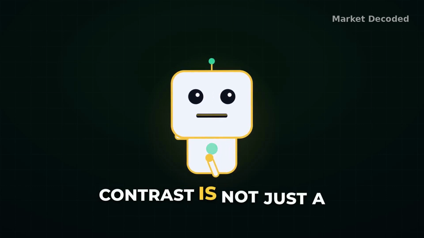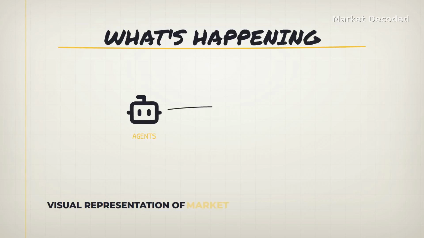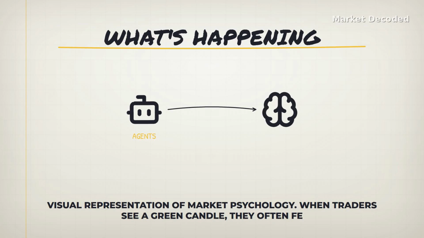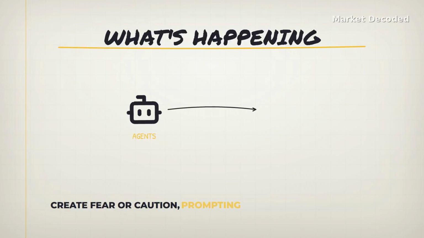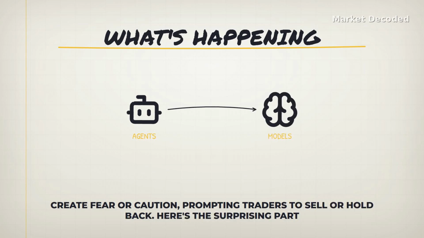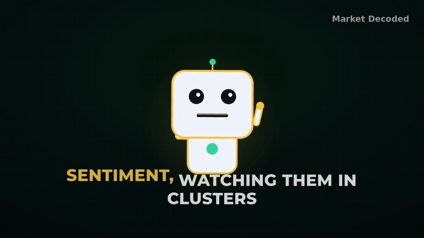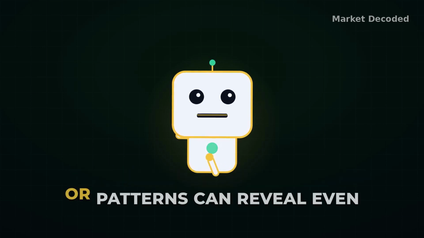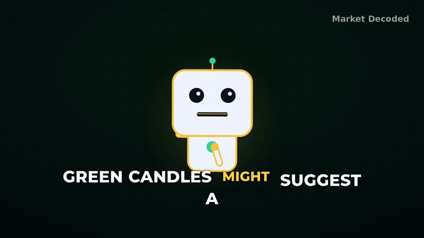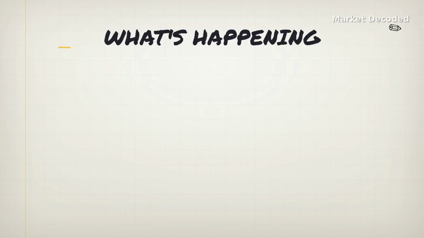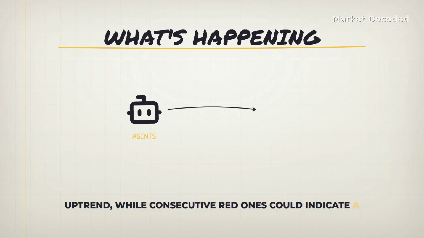This color contrast is not just a stylistic choice, it's a visual representation of market psychology. When traders see a green candle, they often feel more confident, leading to more buying. Conversely, a red candle can create fear or caution, prompting traders to sell or hold back. Here's the surprising part. While individual candlesticks communicate immediate sentiment, watching them in clusters or patterns can reveal even deeper insights. A series of green candles might suggest a strong uptrend, while consecutive red ones could indicate a potential downtrend.